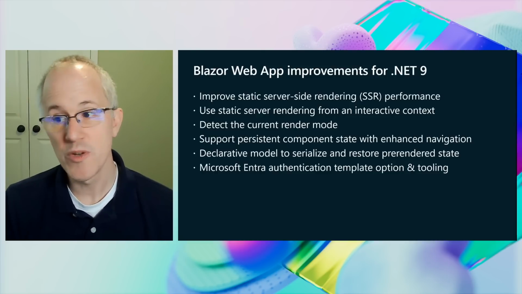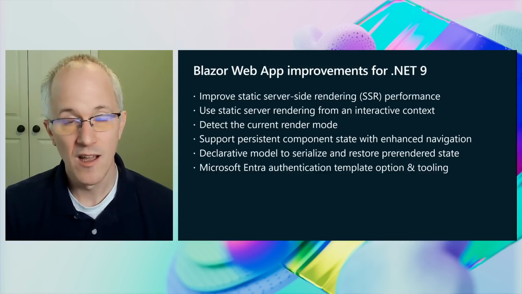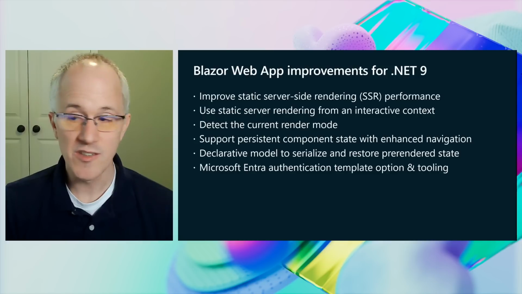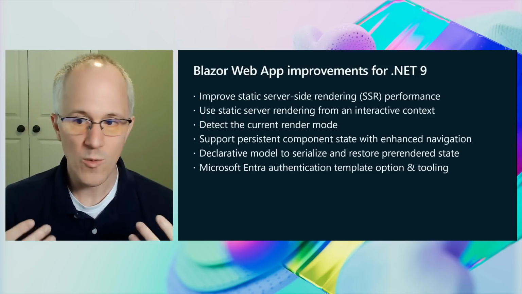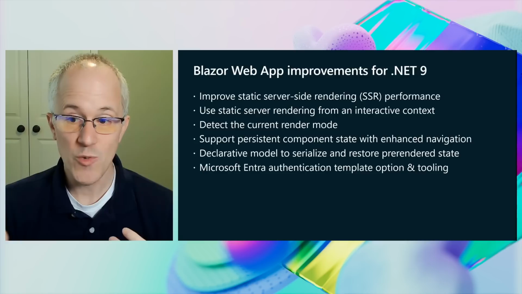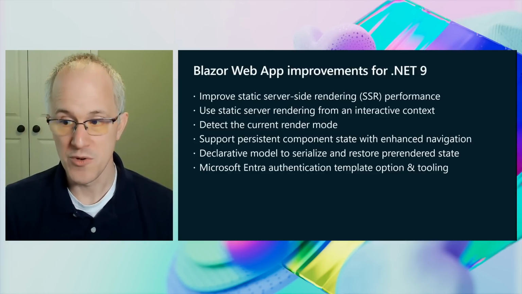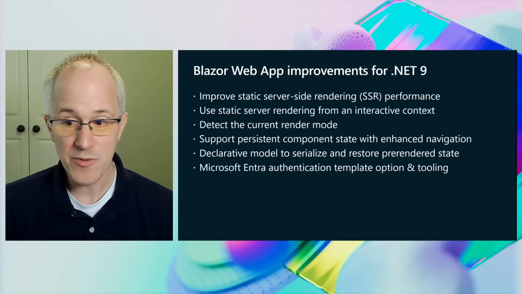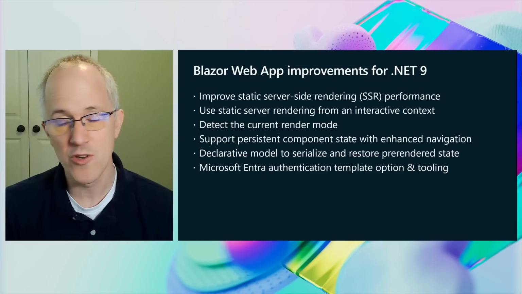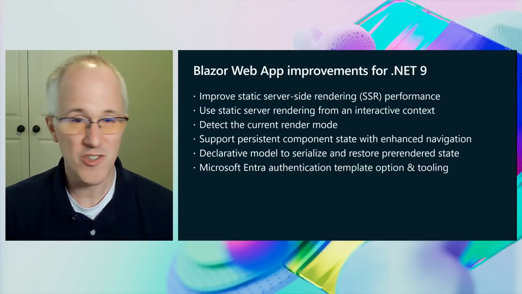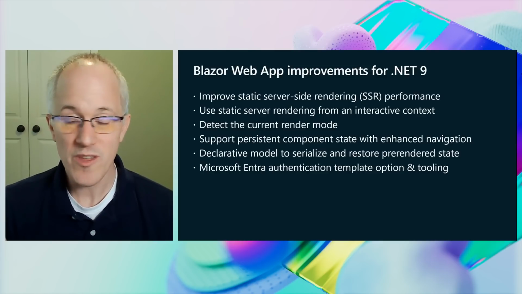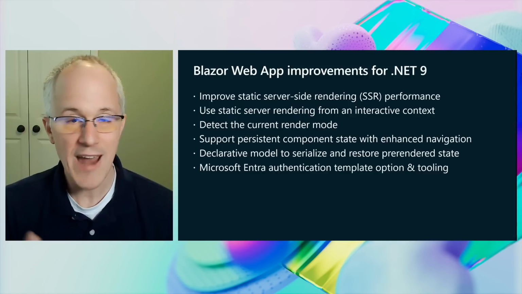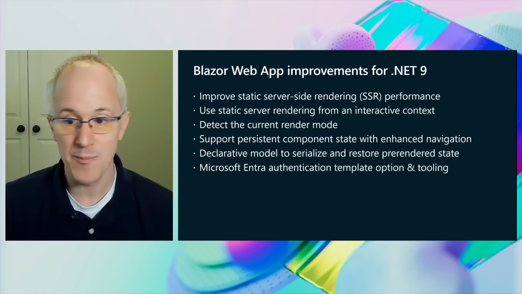We're also expecting to make improvements to how you persist component state on the server and transfer it to the client. Blazor already has APIs for doing this, but we have some work to do to make them work well with enhanced navigation. We also want to introduce a declarative model for persisting component state so that the feature is just easier to use. The Blazor web app template currently doesn't provide an option for using Microsoft Entra for authentication, so you have to set that up manually. We're working with the Microsoft Entra team to add that template option, as well as tooling in Visual Studio for adding Entra-based authentication to existing apps.